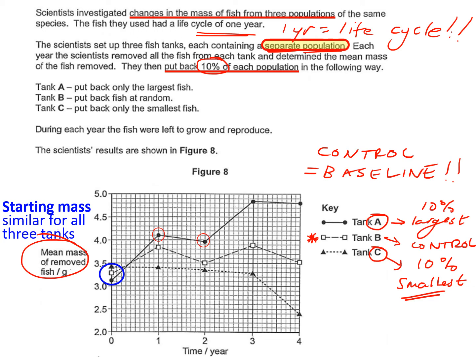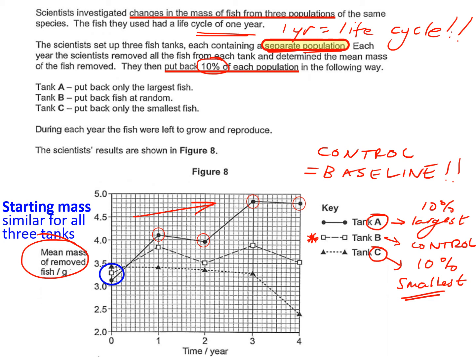And it's kind of very similar. The next year, it's just under 4 grams. They take the top 10% of the fish, the largest fish, put them back. And this time it's 4.7, 4.8, okay? And then it's going to remain constant. So what we can see with the large fish when they're put back is that there's an increase in the mean mass over subsequent generations in tank A.